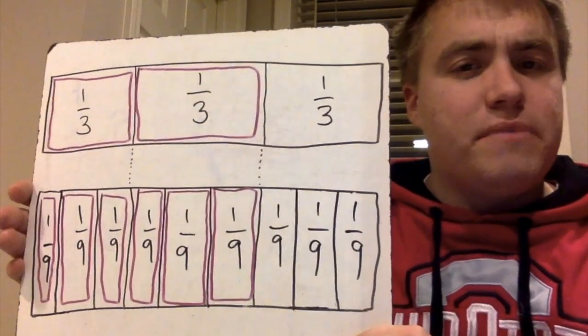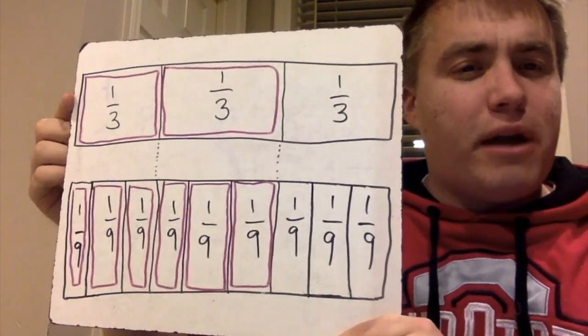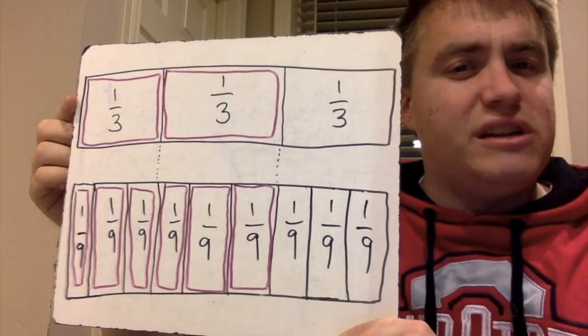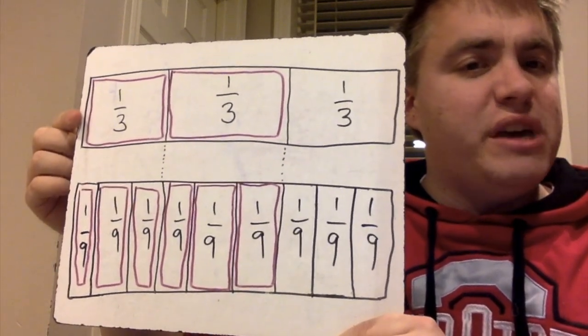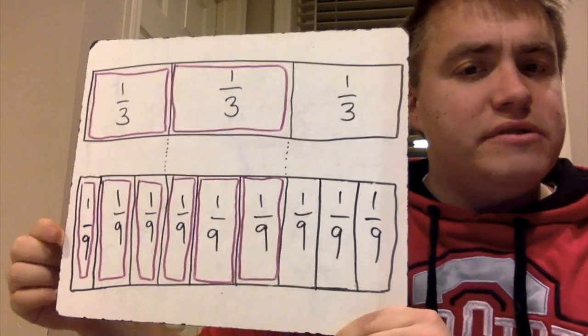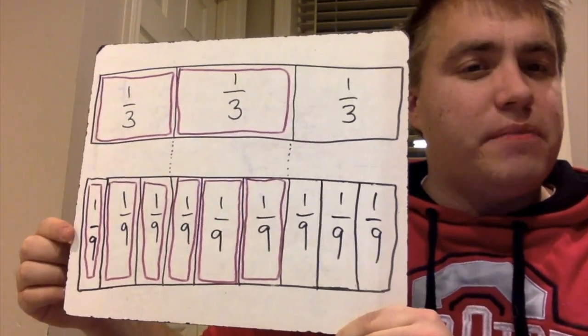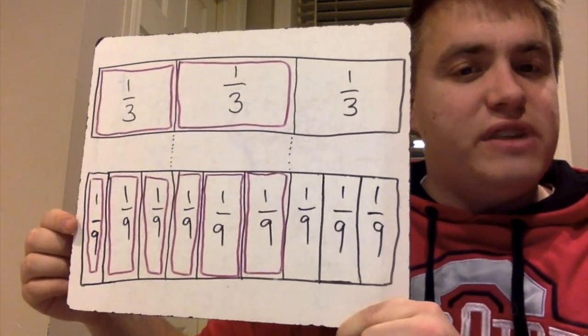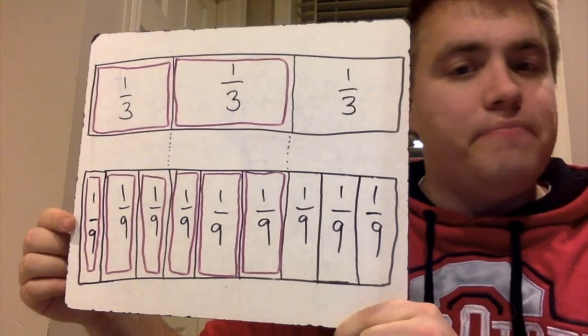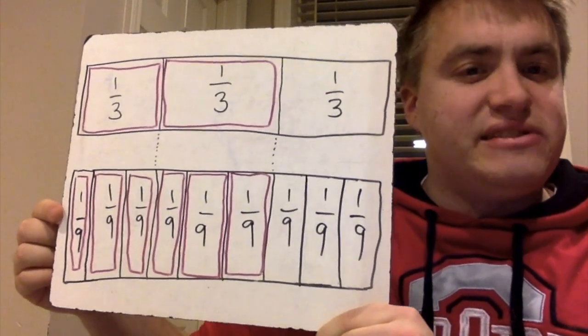Now, if we look up here, I have a bar model that is split into thirds, and I've represented it as 2/3 because I have boxed up 2 of the 3 thirds in pink. Down here I have my whole broken up into ninths, and if you count, I've boxed up 6 of the 9 rectangles, representing the fraction 6/9.